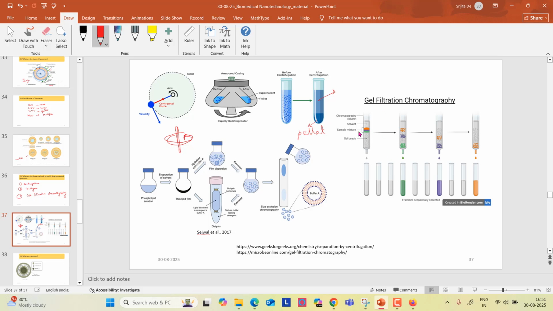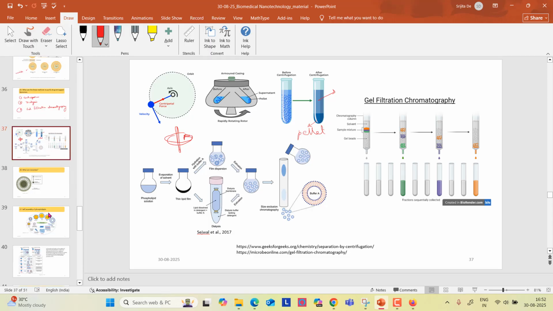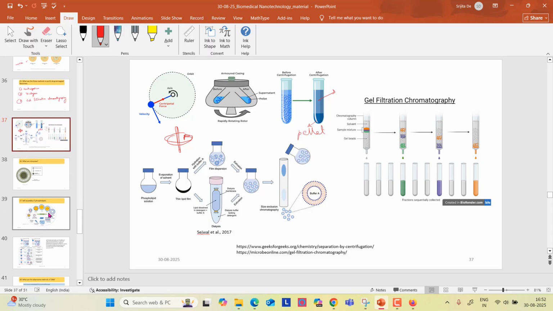There is a chromatography column, and here there are gel beads and some solvents, and this is our sample along with the solvents. Now that will be separated through the chromatography. First the green portion will be separated out, next the violet portion, and next the orange portion, and we will get our desired liposomes. So these are the basic three methods of separating liposomes.